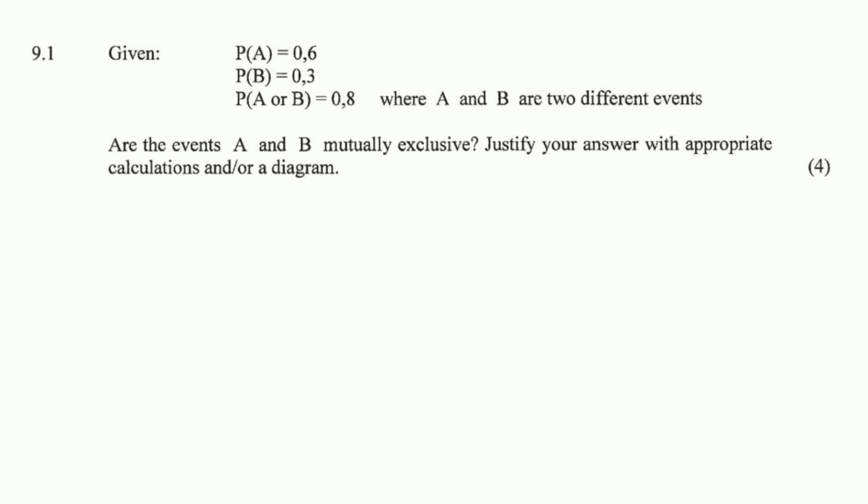So we are given the probability of A, probability of B, and then we're also given probability of A or B. Are the events A and B mutually exclusive? Justify your answer with calculations. Right, so what is mutually exclusive?